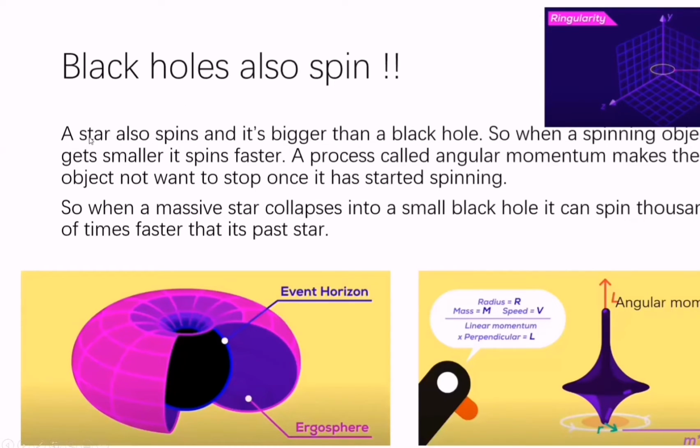Black holes also spin, and stars are just a bit bigger than a black hole, and they also spin. When they start collapsing on themselves, they spin a lot quicker. When a big object becomes smaller, it spins faster. When a giant star collapses into a tiny black hole, it can spin even thousands of times faster than the star before. A process called angular momentum makes the object not want to stop once it started spinning.